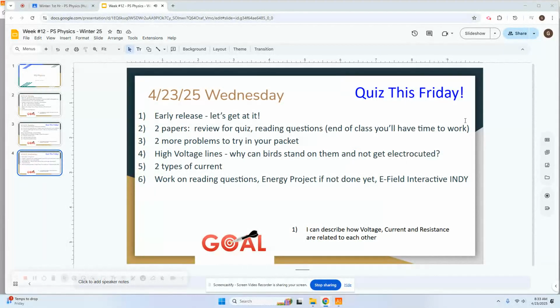All right, so if you're having to watch this video from home today, we're going to look at finishing problems up related to V is equal to I times R, and we're going to look at high voltage lines. There's going to be a video or two that I show on the screen. Doesn't work the best when I'm video recording of a video, but that's okay. Do your best with that. We're going to look at two types of currents, and then we have some reading questions.